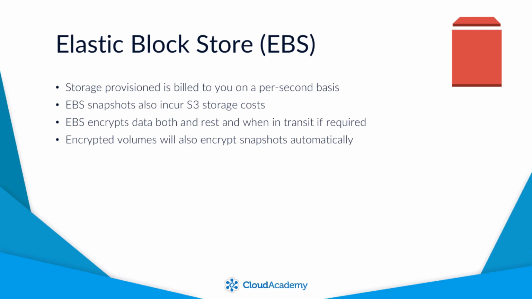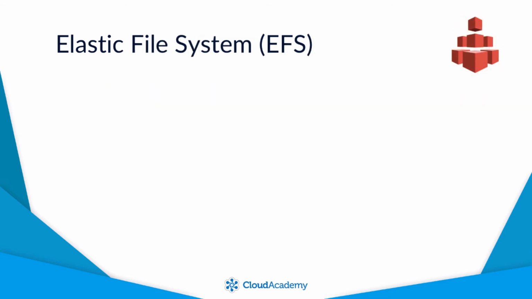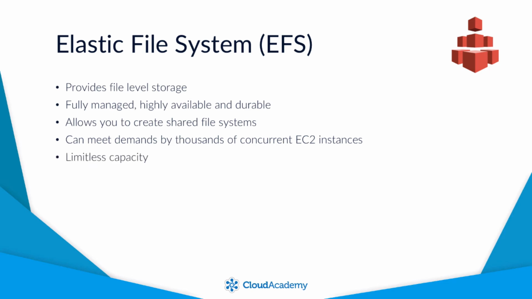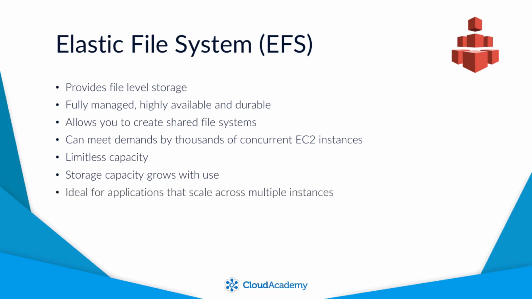Next up was the Elastic File System, EFS. In this lecture, we learned that EFS provides a file-level storage service, which is a fully managed, highly available and durable service that allows you to create shared file systems. It's highly scalable, capable of meeting demands by thousands of EC2 instances concurrently, and it has a seemingly limitless capacity, similar to S3. There is no need to provision a set size of data storage like you need to with EBS, and this makes an ideal storage option for applications that scale across multiple instances, allowing for parallel access of data.